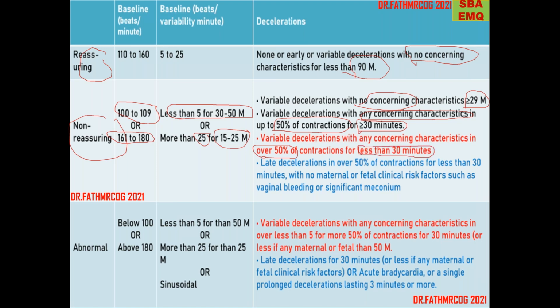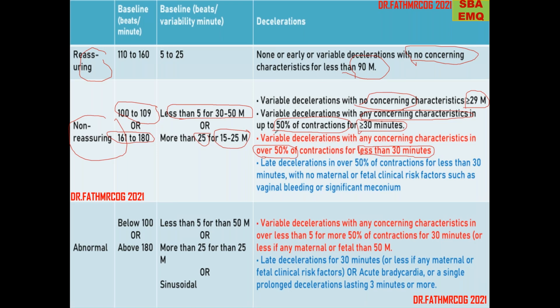Here is up to 50, and here is over 50, and the duration here is about 30 and more, and here is less than 30 minutes. So if you have a certain characteristic, look for the contraction and the duration. If up to 50% of the contraction and the duration 30 minutes and more, this is reassuring, and over 50% of contraction for the duration less than 30 minutes, this is reassuring.